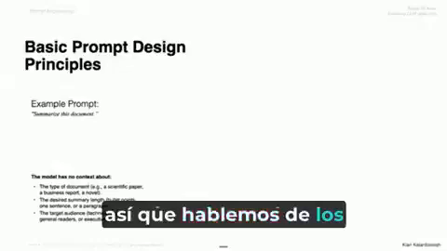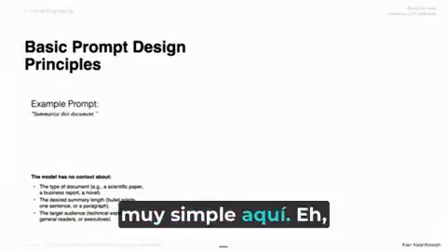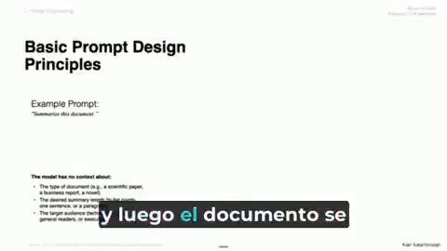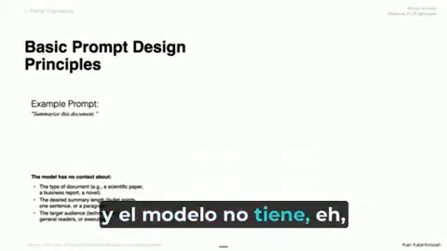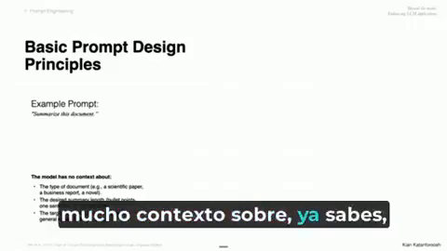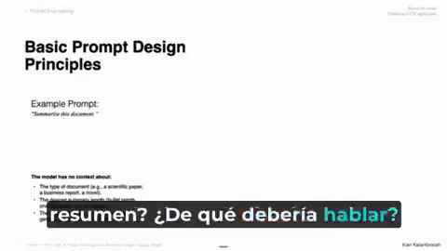So let's talk about basic prompt design principles. I'm giving you a very simple prompt here: "Summarize this document," and then the document is uploaded alongside it. And the model has not much context around what should be the summary. Well, how long should the summary be? What should it talk about, etc.